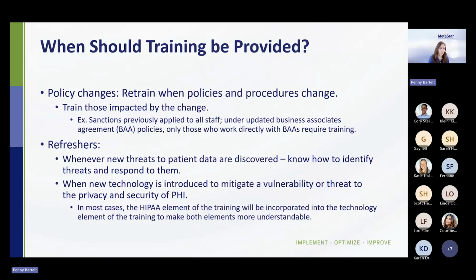In addition to policy changes, have refreshers. Whenever something new is discovered, train staff how to identify it and respond to it. That's in the moment, as things come up, that you train to it and refresh people's memory on it. When there's a new technology introduced that's maybe designed to mitigate a vulnerability or threat, that's a good time to provide some training, which you're probably providing on that new technology or element, and it's just going to help. And you can tie HIPAA into why that's there to make those connections for staff.